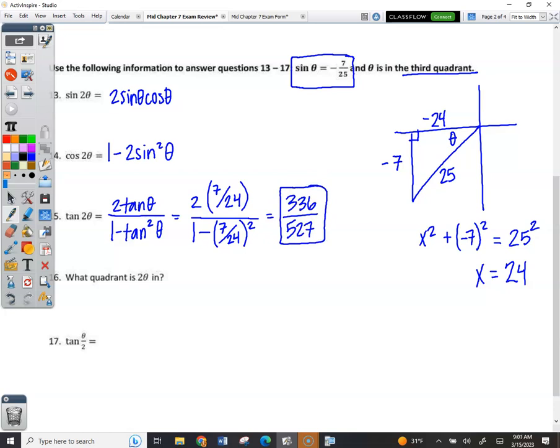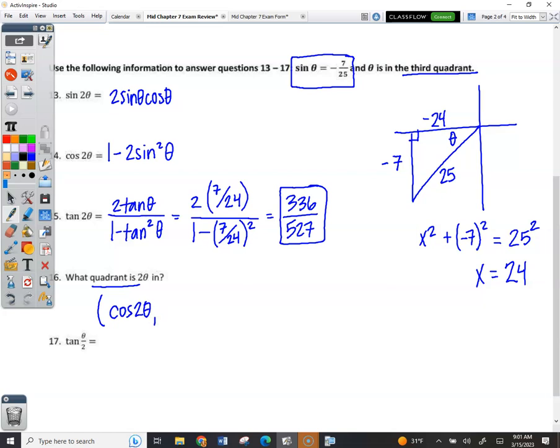Now, the next question says, so what quadrant is this double angle in? Well, that means you need to know the sign of the cosine of the double angle, and when I say sign, I mean S-I-G-N. There's no other word for sine, is there? I'm trying not to sound confusing. Is cosine of the double angle positive or negative? There we go.